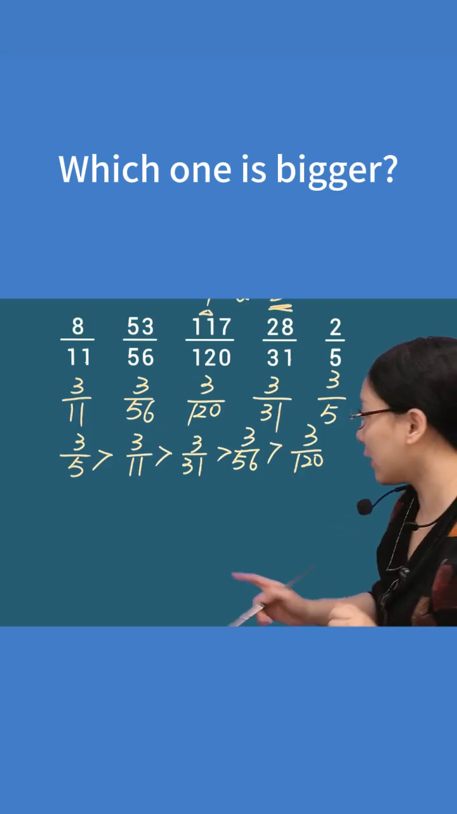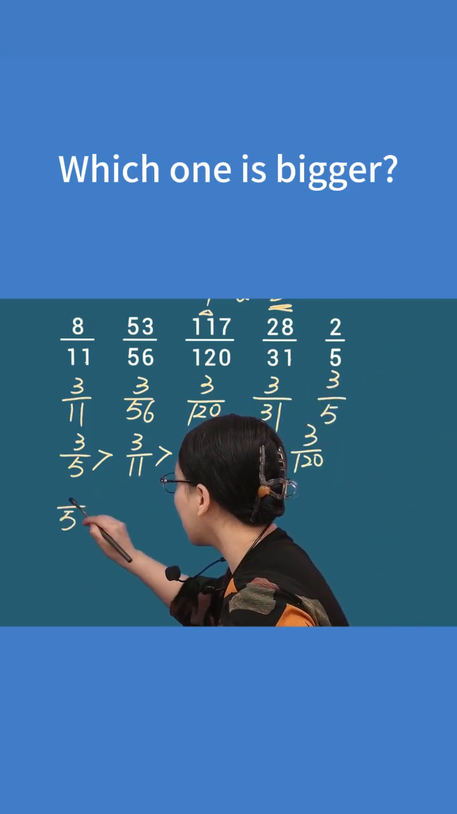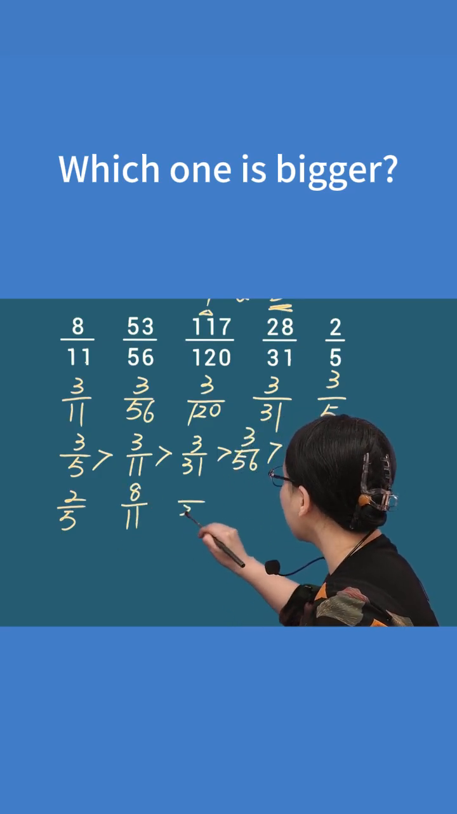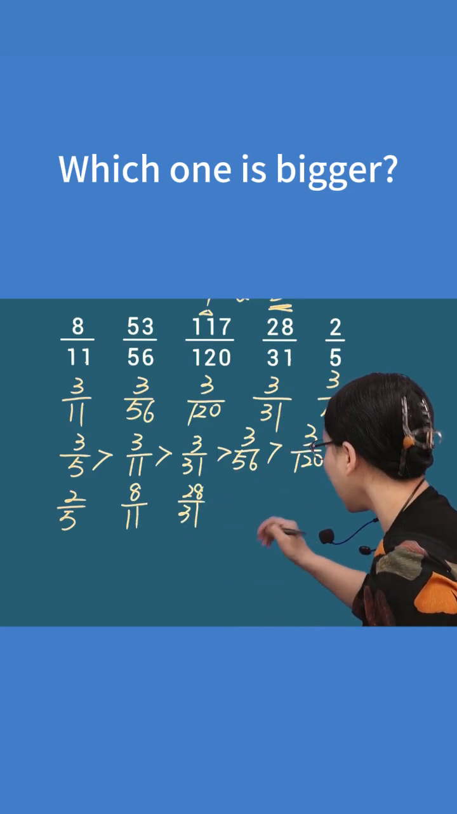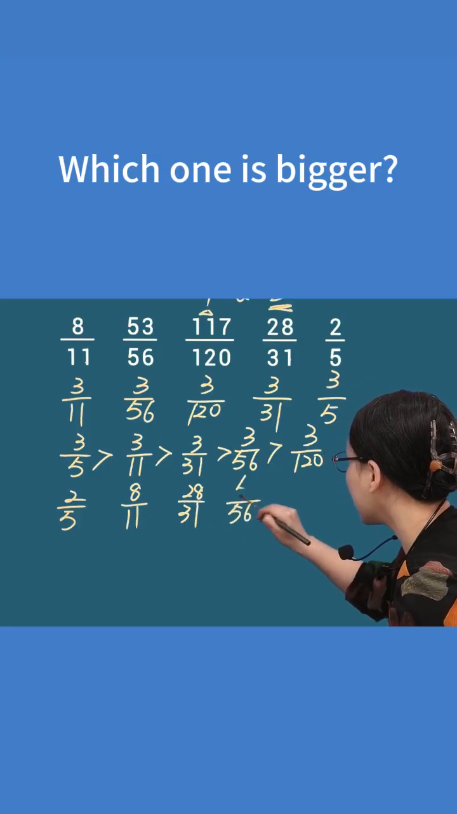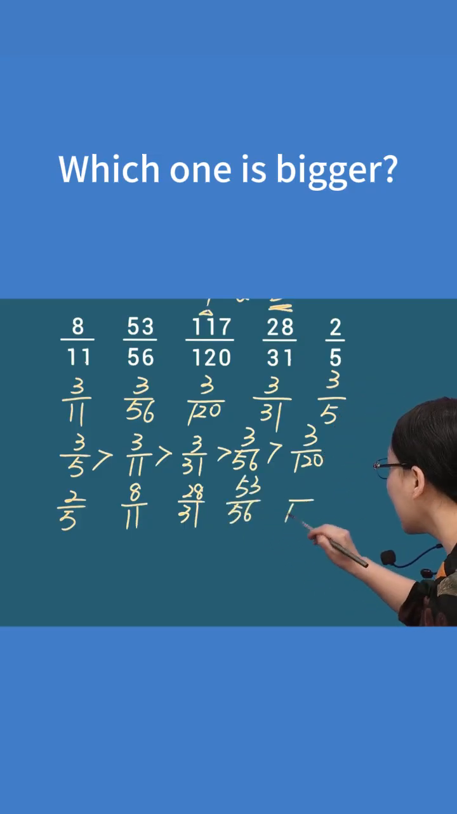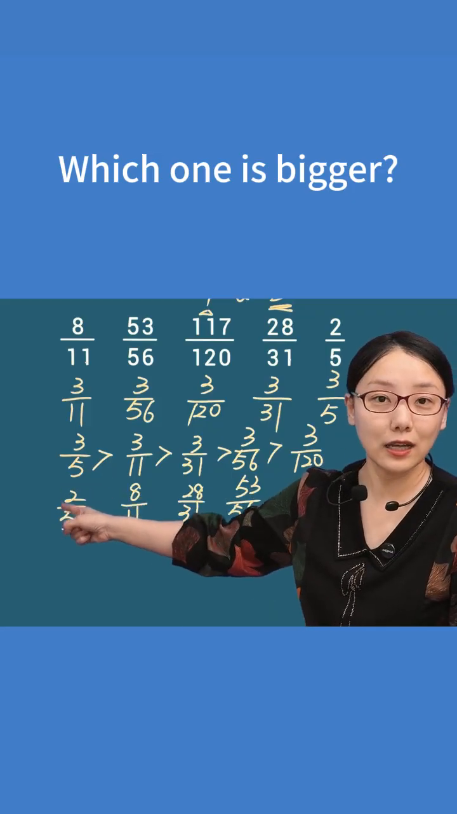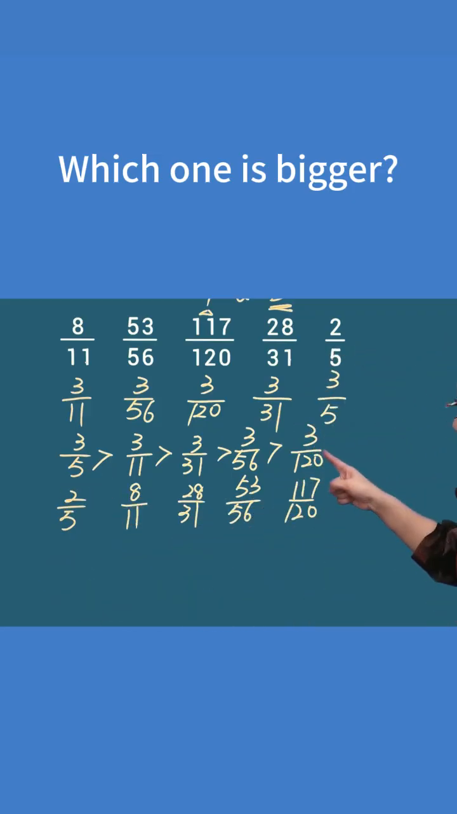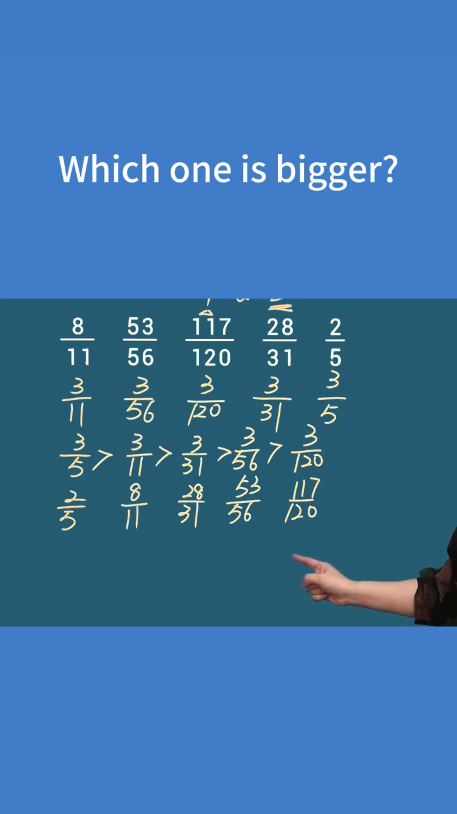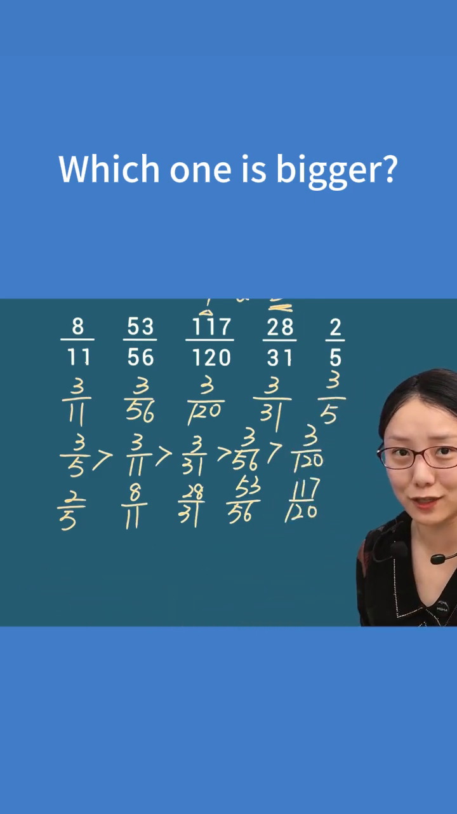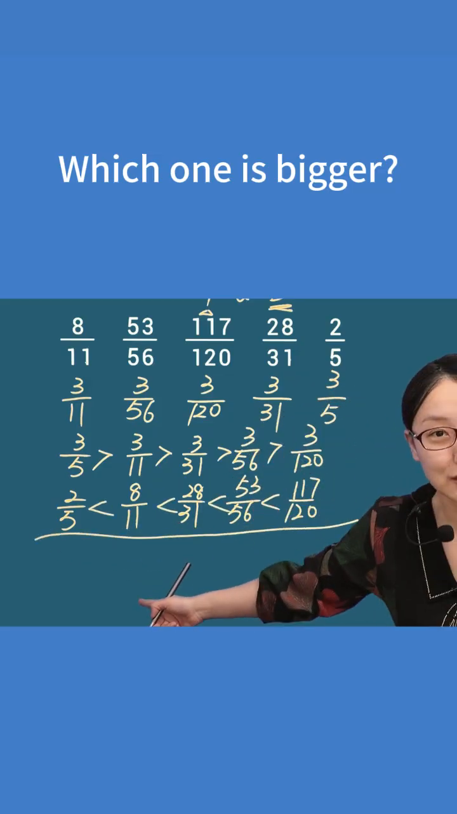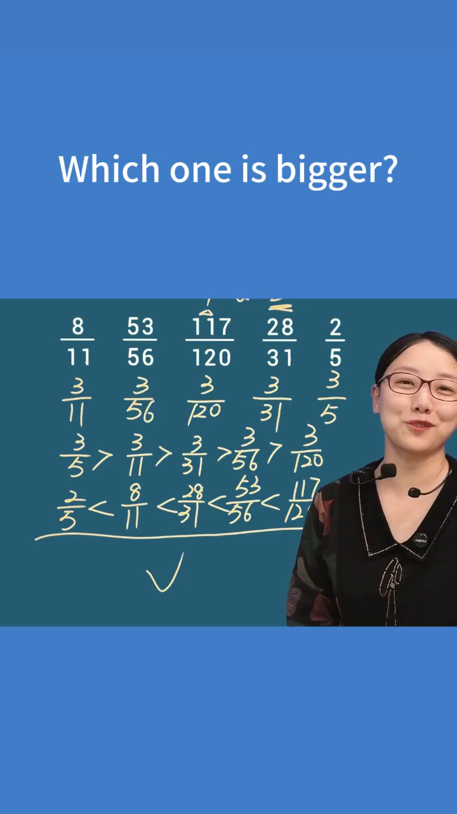So in the original expression, take a look. Its corresponding a is 2/5. It corresponds to 8/11. It corresponds to 28 over 31. It corresponds to 53 over 56. And it corresponds to 117 over 120. The largest one actually corresponds to the smallest, and the smallest one corresponds to the largest. So what symbol should we use to compare the sizes of this sequence of numbers? Look, for this problem, once you compare the sizes, isn't the final answer already clear?